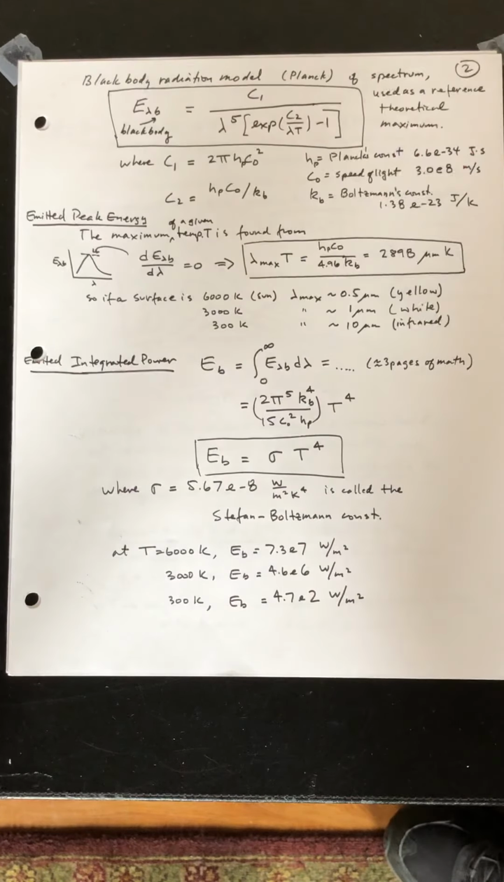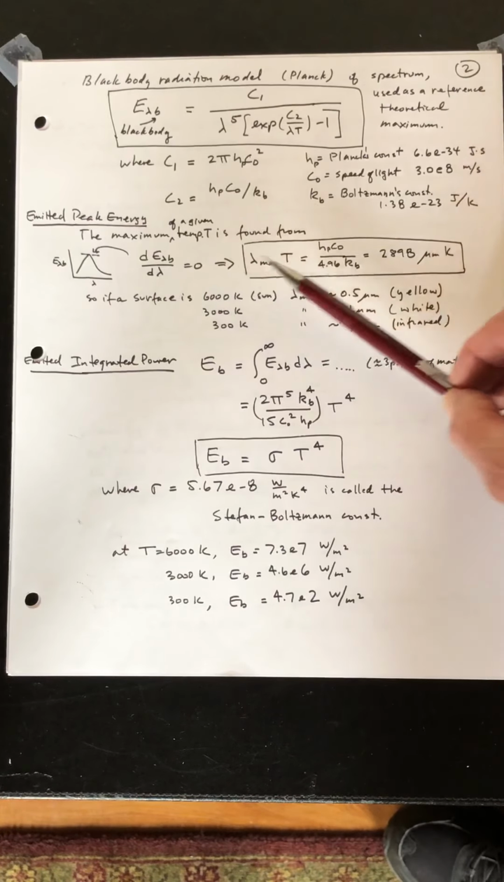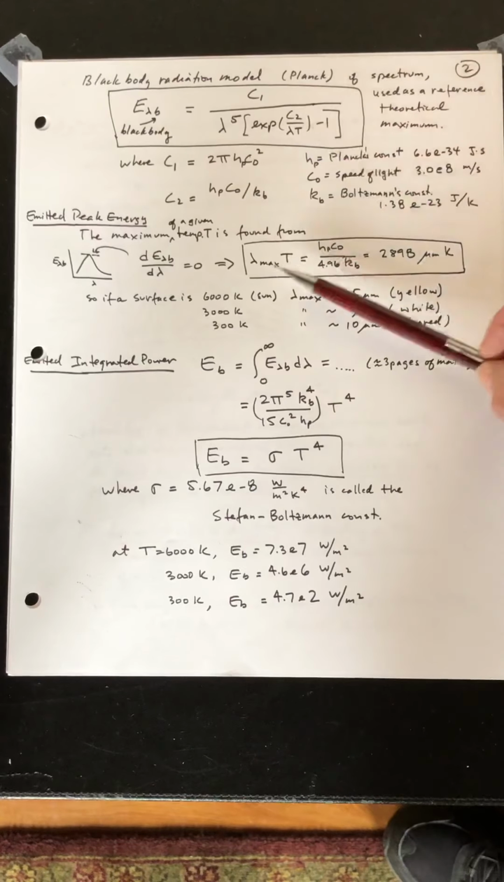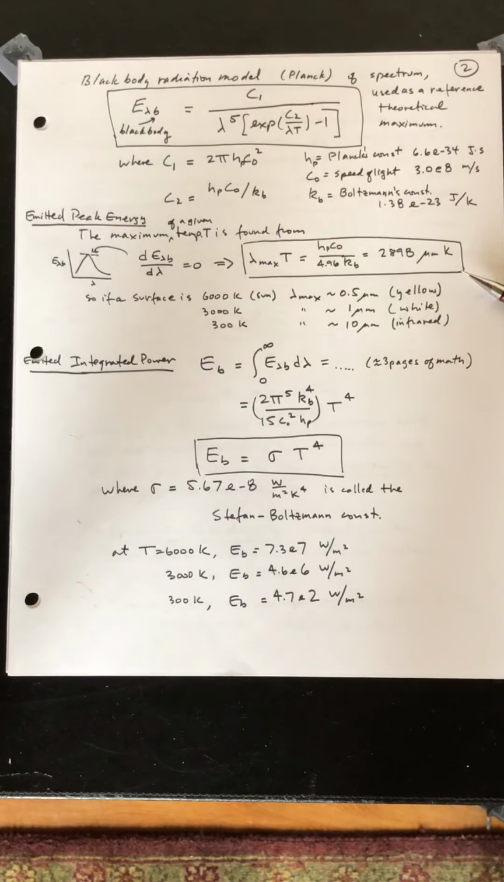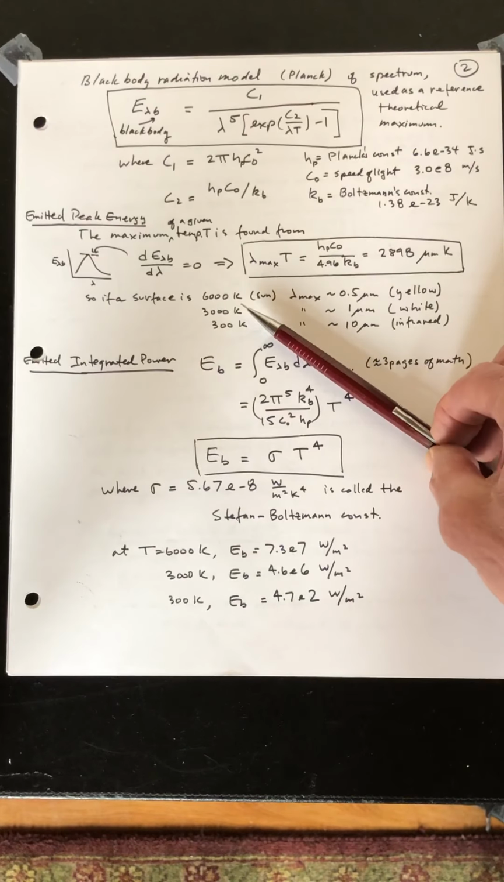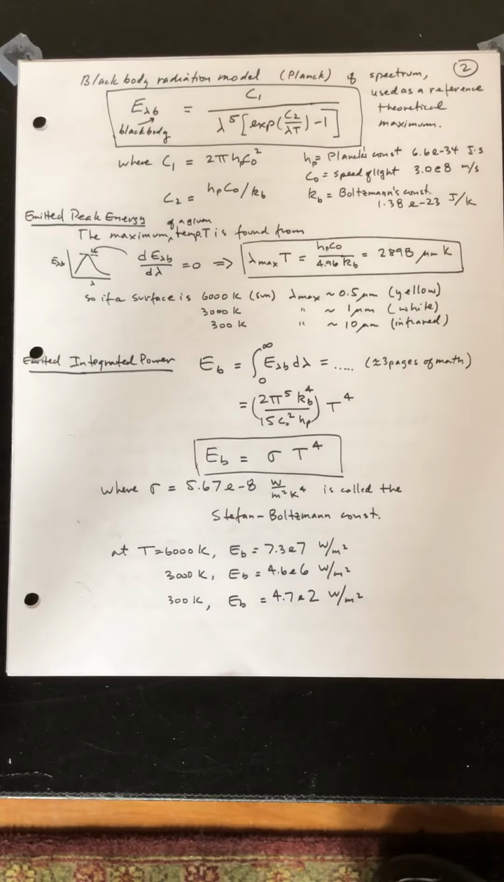Where is this function a maximum? If you differentiate it, set it equal to 0, you'll find out that lambda T is a constant, and that's about 3,000 micron Kelvin. So if you have a surface that's about 6,000 degrees Kelvin, you'll have a maximum wavelength at about half a micron.